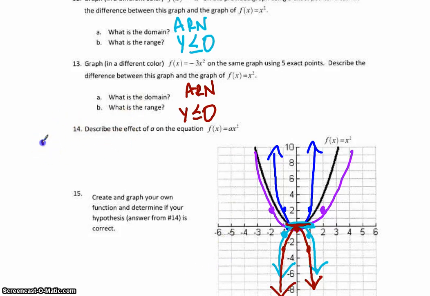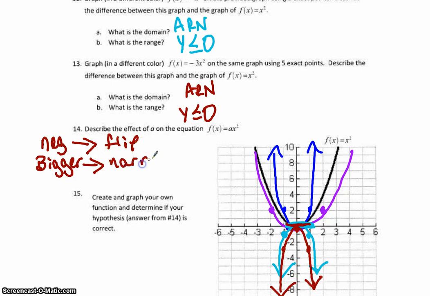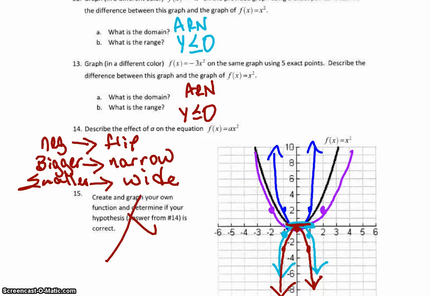So it wants you to describe the effects of A on the equation. Well, first of all, if it is negative, it's going to cause it to flip. If it is a number that gets bigger, ignoring the sign, just looking at the number itself, the bigger it is, it's going to get narrow. And if it gets smaller, it's going to get wide. Once again, I'm not looking at the sign for the big or small. I'm looking at just the number itself. And I'm going to let you skip number 15.